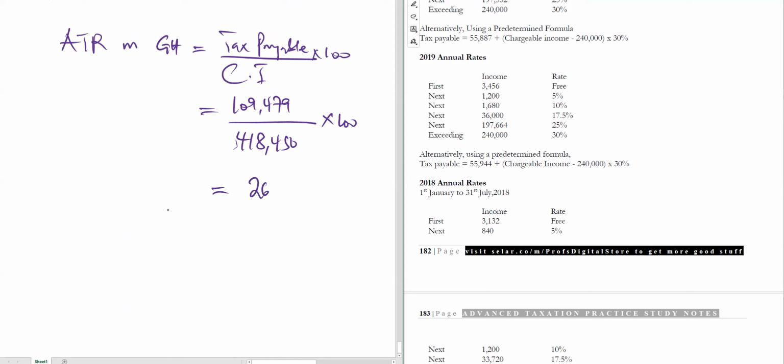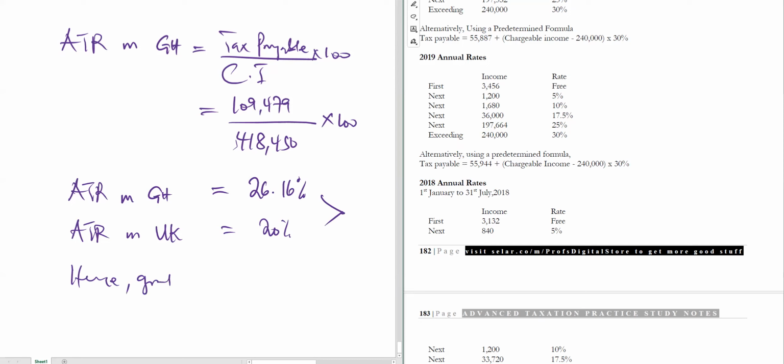So what do we get? 26.16%. So ATR in Ghana is 26.16%, and ATR in the foreign country was what? 20%. So this is greater than this, right? Hence we grant full credit. We grant full credit.